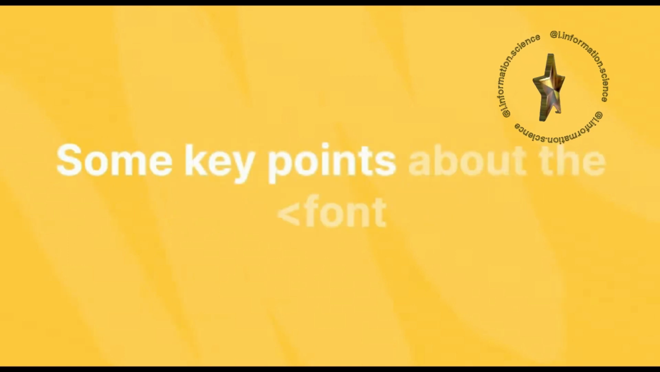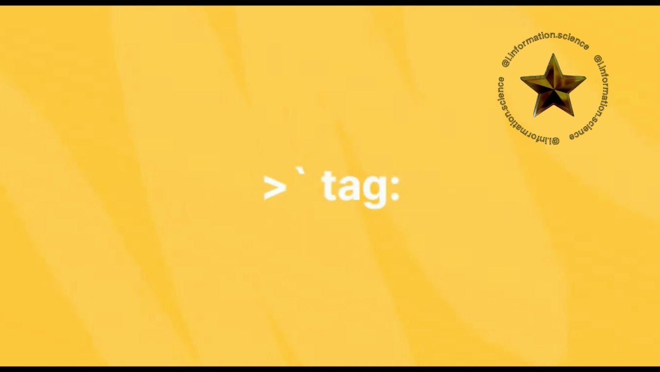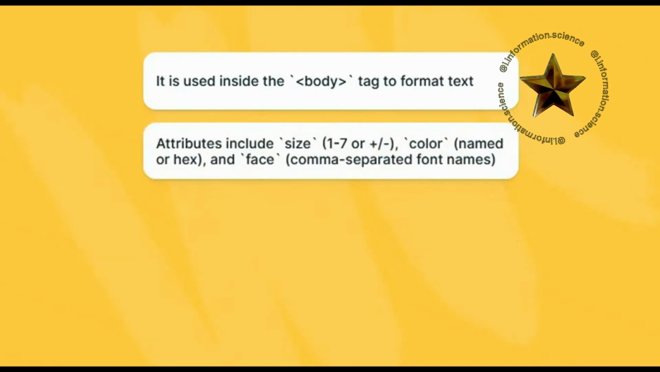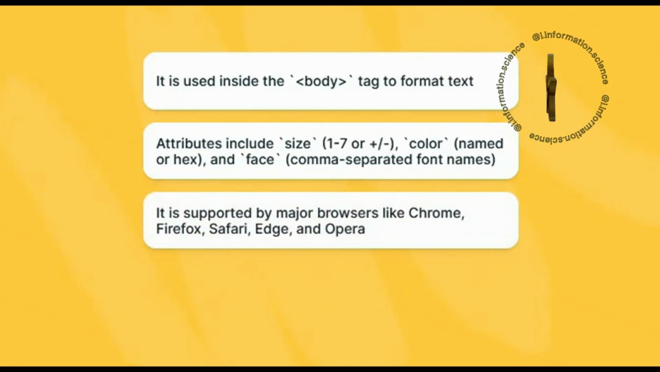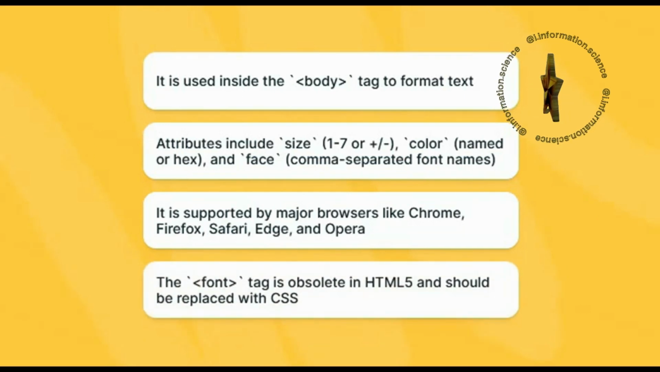Some key points about the font tag. It is used inside the body tag to format text. Attributes include size, 1 to 7 or plus and minus, color, named or hex, and face, for separated font names. It is supported by major browsers like Chrome, Firefox, Safari, Edge, and Opera. The font tag is obsolete in HTML5 and should be replaced with CSS.